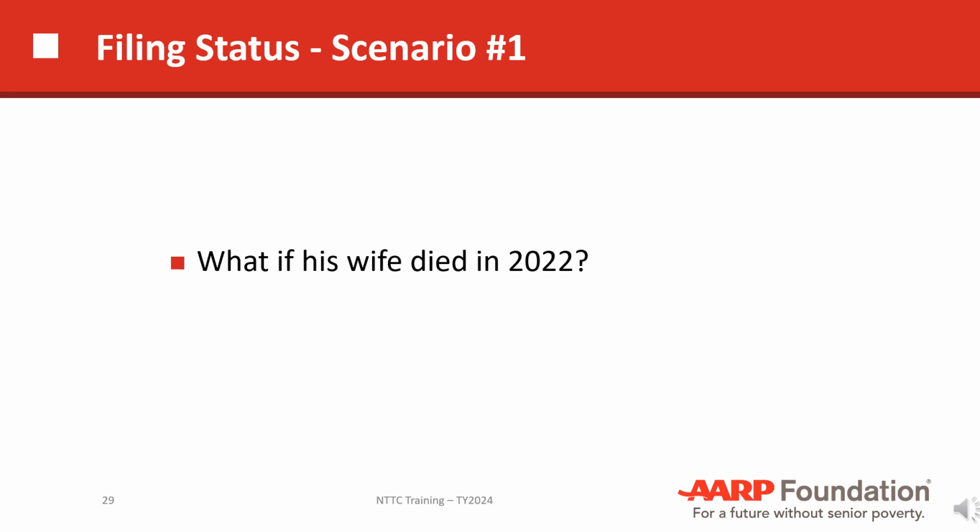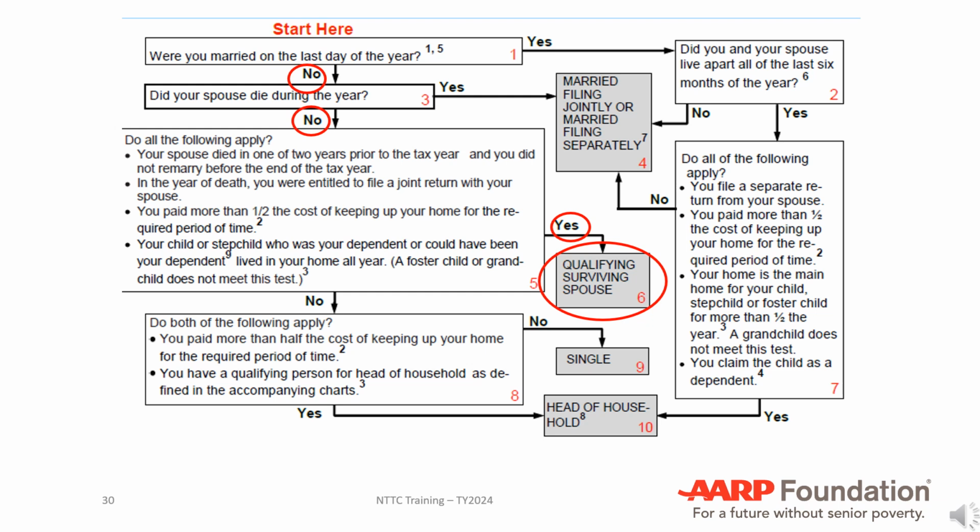What if his wife died in 2022? So here again, we're talking about tax year 2022. Were you married on the last day of the year? That's 2022, and the answer is no. Did your spouse die during 2022? The answer is no. And then we get to the block again, where there are 4 bullets, and this time all 4 bullets actually do apply.